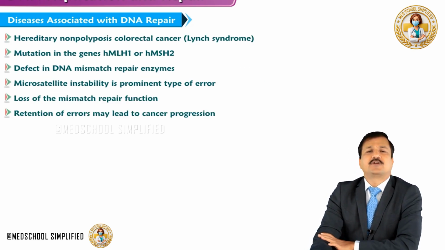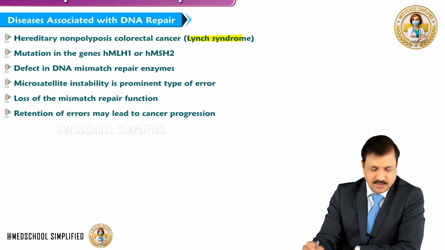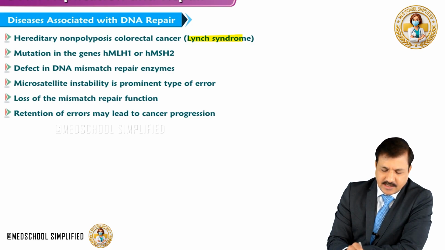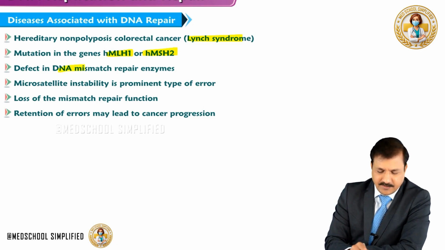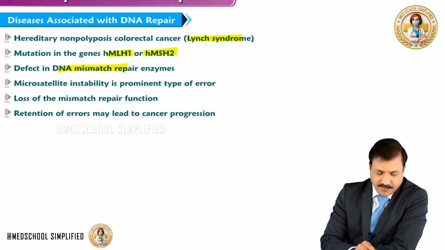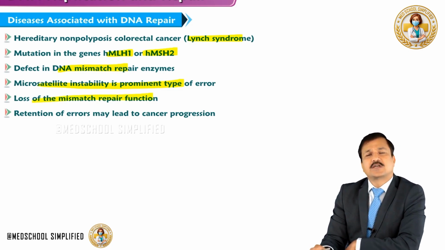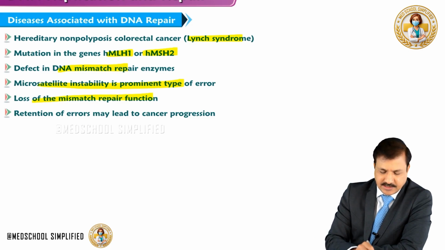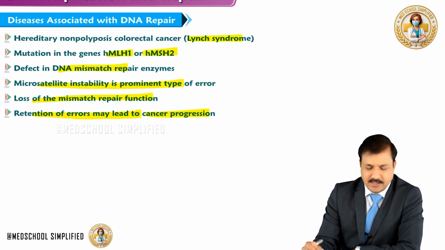The other disease that I would like to go over here is hereditary non-polyposis colorectal cancer, which is referred to as Lynch syndrome. Here, mutation in the genes MLH1 and MSH2 is seen. So the defect in the DNA mismatch repair mechanism is the cause for this particular disorder. Microsatellite instability is a prominent type of error seen here, and loss of mismatch repair function is seen, and retention of errors may lead to cancer progression in hereditary non-polyposis colorectal cancer.